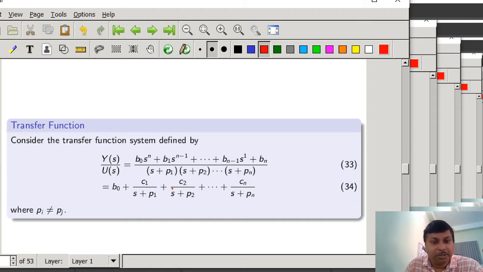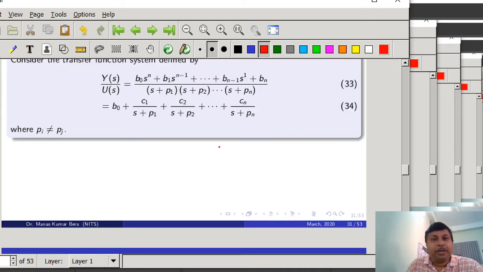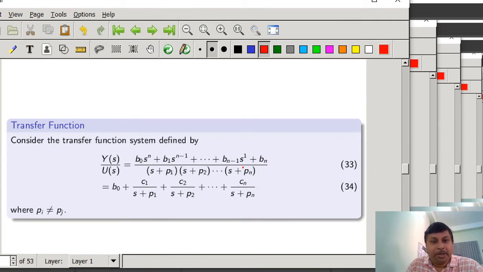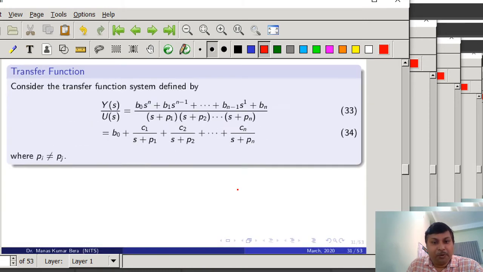One important thing you have to remember is that the transfer function we are dealing with has distinct poles. They are not the same; none of the poles is repeated. p1, p2, pn are distinct poles. That is why the condition we have taken is pi not equal to pj. So now we will proceed, if we are able to express the transfer function in the form of 34.